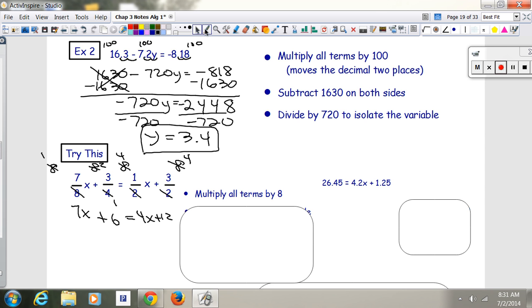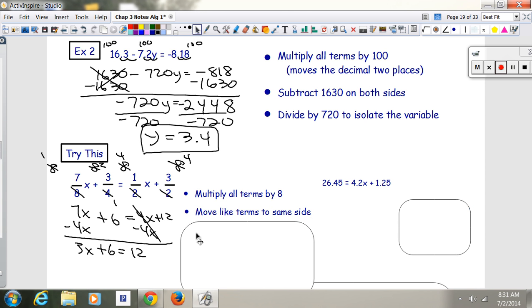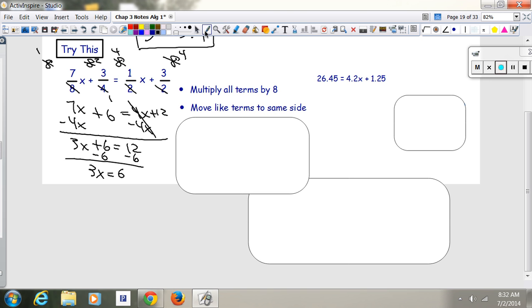Next thing we'd want to do is subtract your 4x, because that'll give you a 3x plus 6. The 4x's will cancel and you'll get equals 12. So move the like terms to the same side. That means we also need to subtract a 6 to get that to the same side. So 3x equals 6, and then the last step is to isolate the variable, get x by itself, get x equals 2.